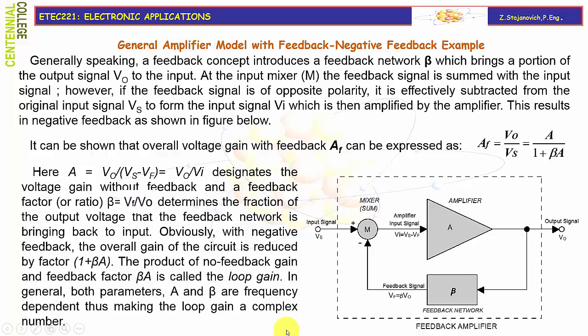The product of the no-feedback gain and the feedback factor, beta A, is called a loop gain. So this product, beta times A, open loop gain, is called a loop gain. In general, both parameters A and beta are frequency dependent, thus making the loop gain a complex number.